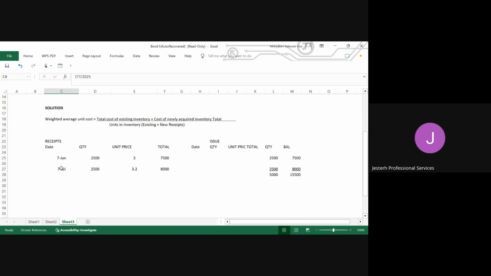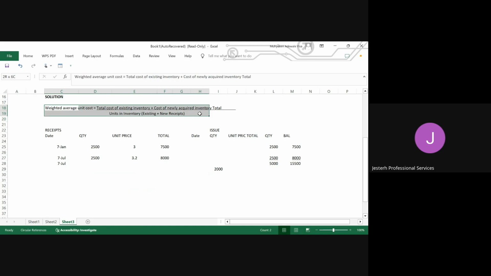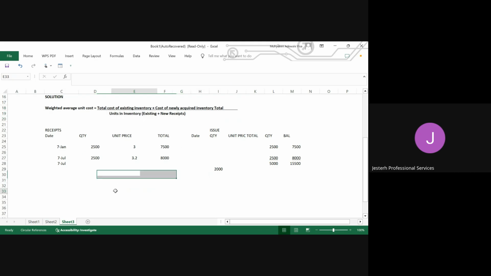Now you will come here and say on the 7th they issue out 2,000, then you come under your issue 2,000. Now how are we going to get the unit price at which they issue out these? It's very simple. We'll just come here and then apply our formula. Then what is our formula? Remember, this is the formula here.